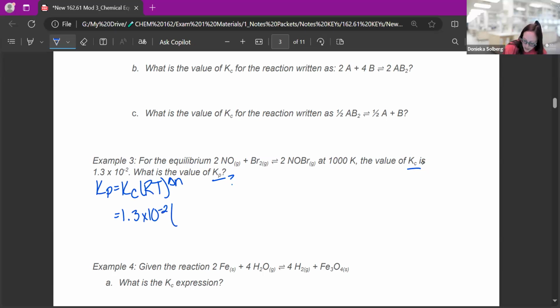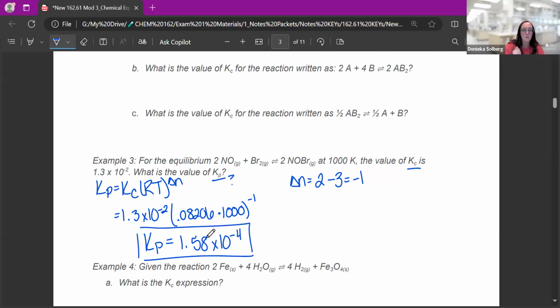I had told you to use 0.08206. I'm not going to write out my units, I promise you they will work out. Temperature is in Kelvin, so times 1,000, and that goes to the delta n power. Now remember, delta n is the number of gas moles in the products minus the reactants. Well, there are 2 moles of gas in the product, so it's going to be 2 minus, I've got 2 nitric oxides and 1 bromine in the reactants, so that's 3. So that is going to be -1. So this is going to be to the -1 power. Make sure you do your order of operations correctly in your calculator. Your final answer for Kp then should be 1.58 times 10 to the -4. Okay, it is a simple plug and chug equation.